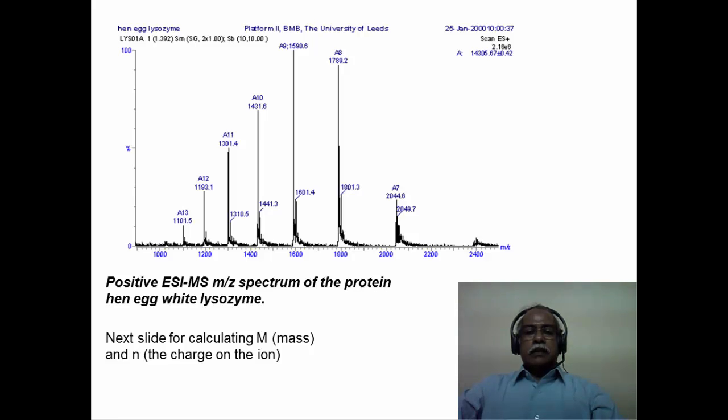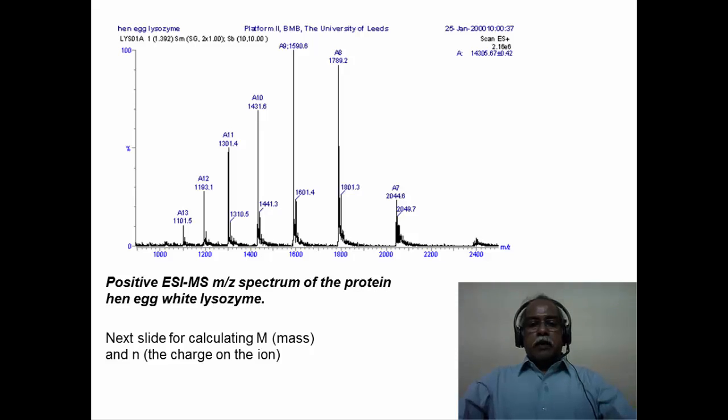Now, let us take this example. This is a protein which is isolated from the hen egg white lysozyme. This is the name of the enzyme. And in this, what you see is essentially different ion distribution in the form of a Gaussian distribution. Let us take this particular ion at 1431 or so.